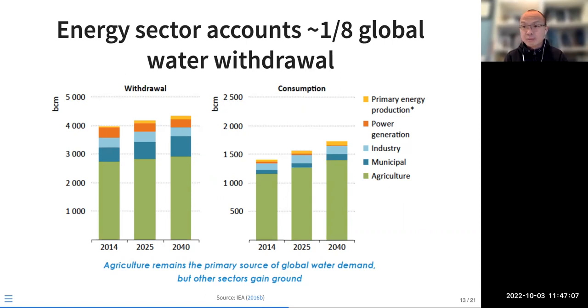This is from the IEA water-energy nexus, or energy-water nexus: the energy sector accounts for about 1/8 of global water withdrawal. As in other countries, agriculture is still the largest or primary source of water demand, but the energy sector is a very important contributor, especially power generation.